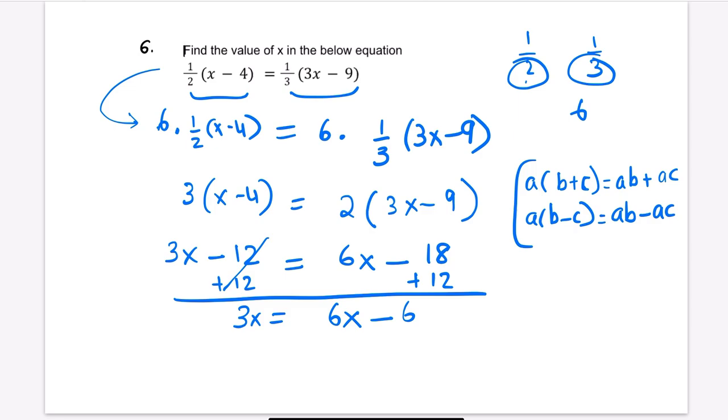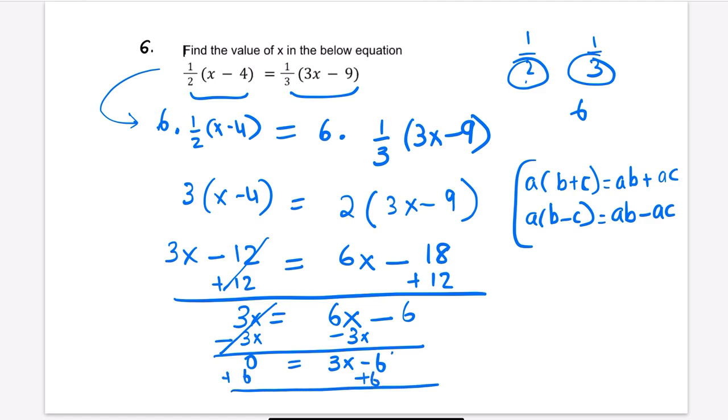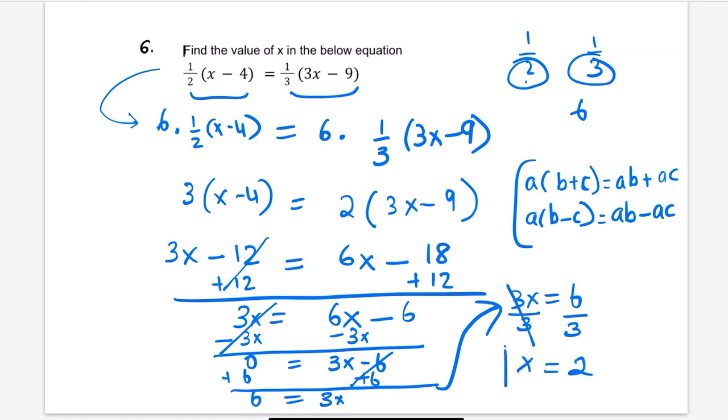Okay, so let me do the same thing here now. Let's remove 3x from both sides. This becomes 0 is equal to 3x minus 6. Let's do one more step by adding 6 on both sides, and we are left with 6 equal to 3x, or 3x is 6. We have been asked to find x, which means we have to divide both sides by 3. 3 over 3 is 1, so we are left with x is 2. This is the answer to this problem.